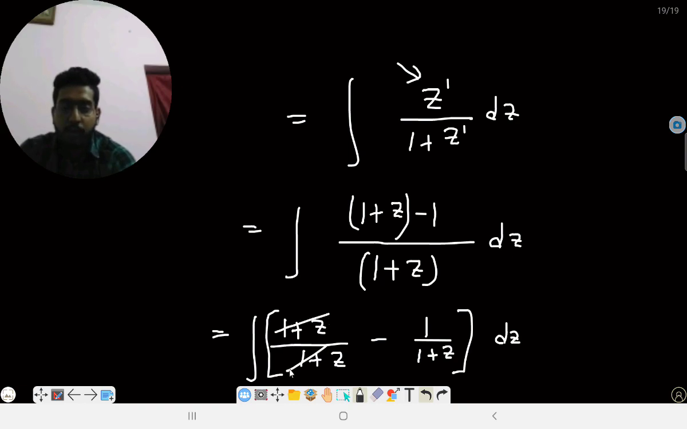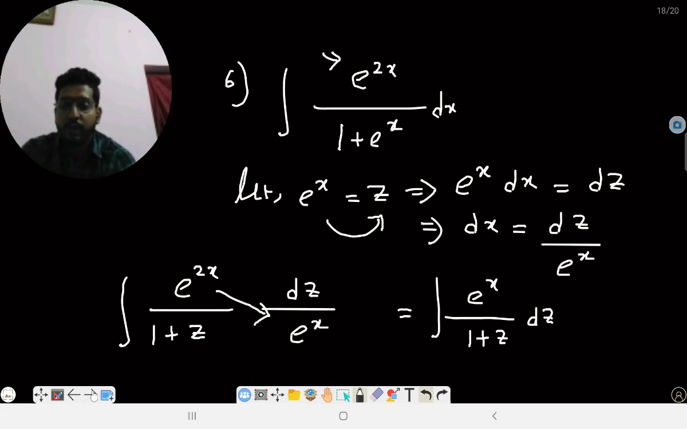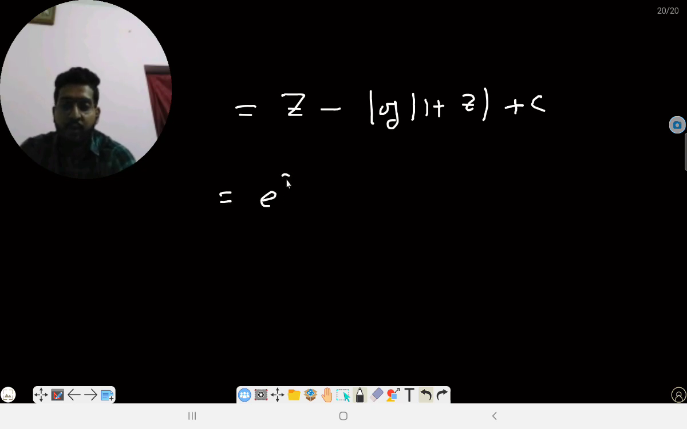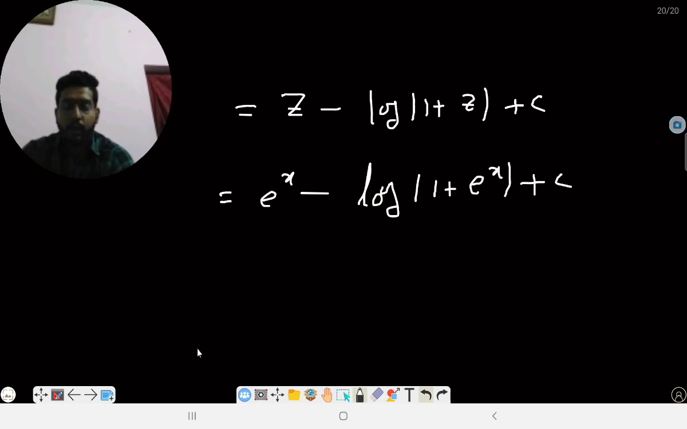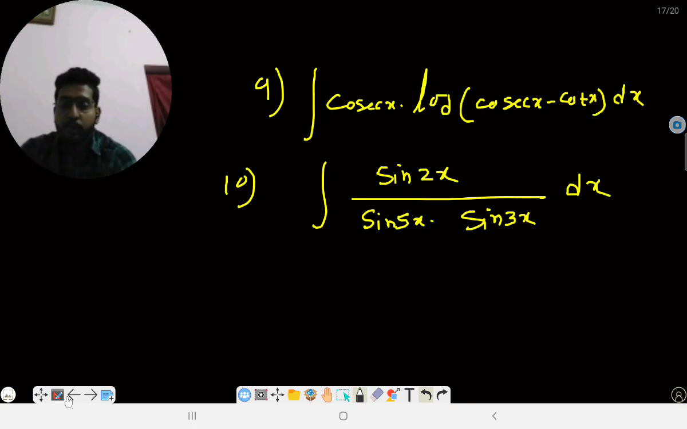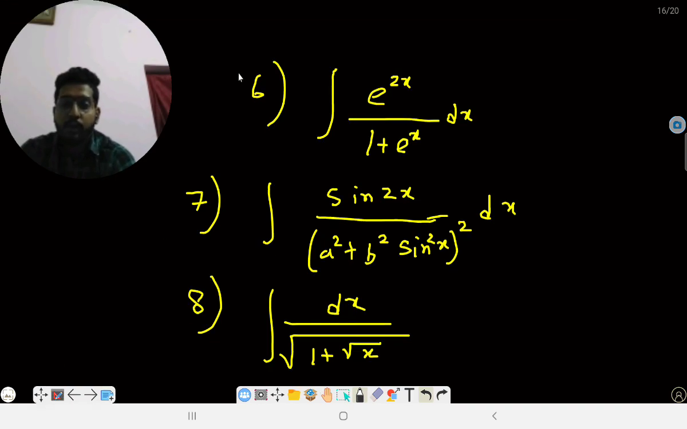So 1 plus z will be cancelled out, that means 1. Integration of 1 will be z, minus the integration of 1 by 1 plus z, that will be log mod 1 plus z, plus c. Now what is the value of z? e to the power x. So the answer is z minus log mod 1 plus e to the power x plus c, that is, e to the power x minus log mod 1 plus e to the power x plus c. So this is question number 6. Question number 6 done. Now question number 7.